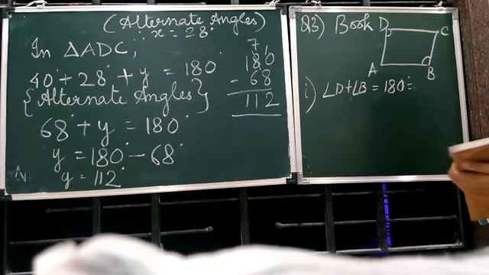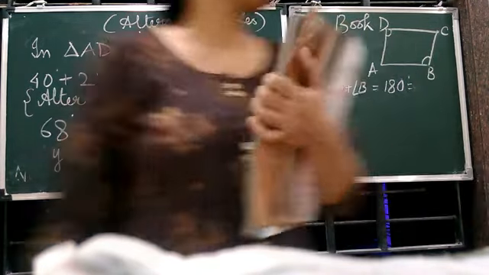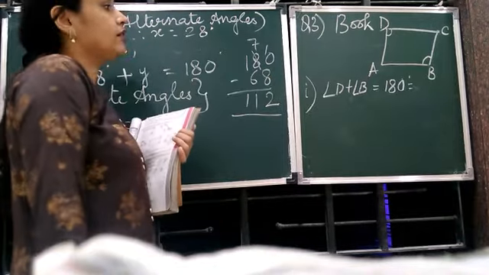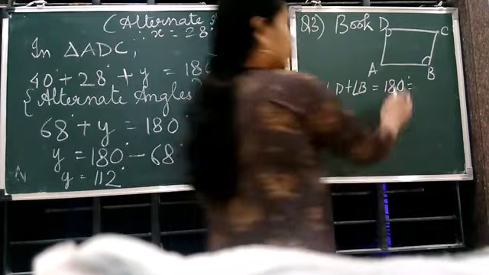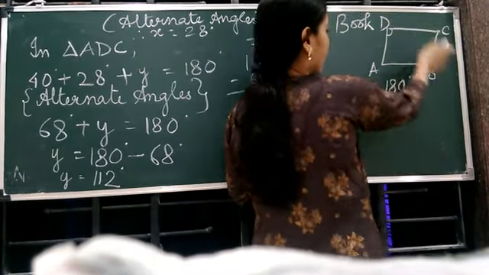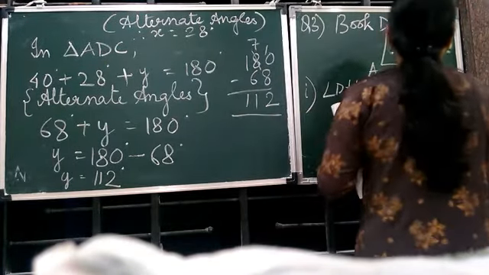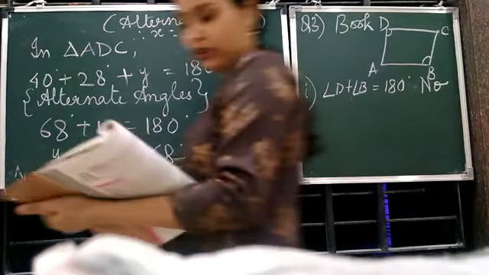Answer is what? Yes or no? What is the property of the parallelogram? Which angles are equal? Adjacent angles are equal, right? So these are not adjacent angles, these are opposite angles. So what should you write? In the book you will write no.